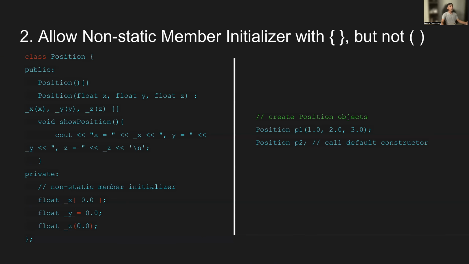Then on the right side, I call this object by the constructor. For the constructor, I define the default constructor and the constructor with arguments. So we have 3 arguments here, which initialize the data members. The first object, P1, passes the arguments 1, 2, and 3 to the position object, and the second one is a default constructor. So let's see the behavior of assigning different variables using the braces and parentheses in the code.